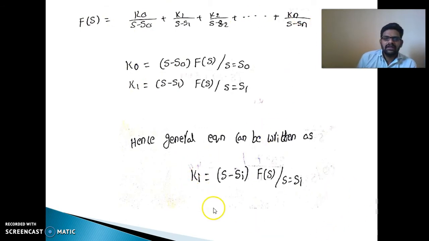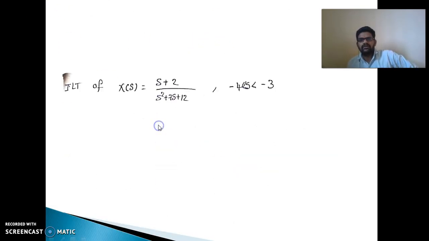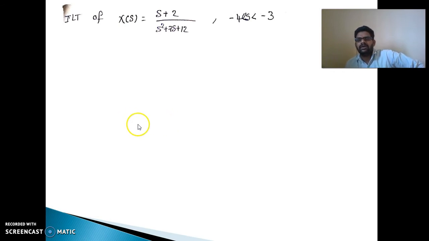So this is the general rule. See, if you want the ith constant, then the denominator of that constant's term, s minus si, should be multiplied with the function F(s) and then substitute s equal to si. So this is how you can calculate the value of the constant.